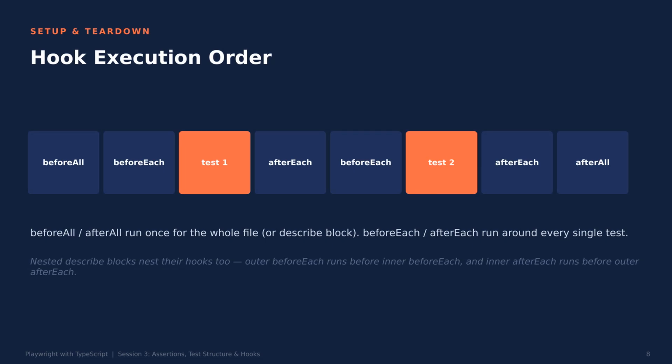Let's talk about hooks and specifically the order they actually run in, because this trips people up if you haven't seen it laid out clearly. Picture the sequence: before all, before each, test 1, after each, before each again, test 2, after each again, and finally after all. Before all and after all run exactly once for the whole file, or for the whole describe block if they're inside one. Before each and after each run around every single individual test.